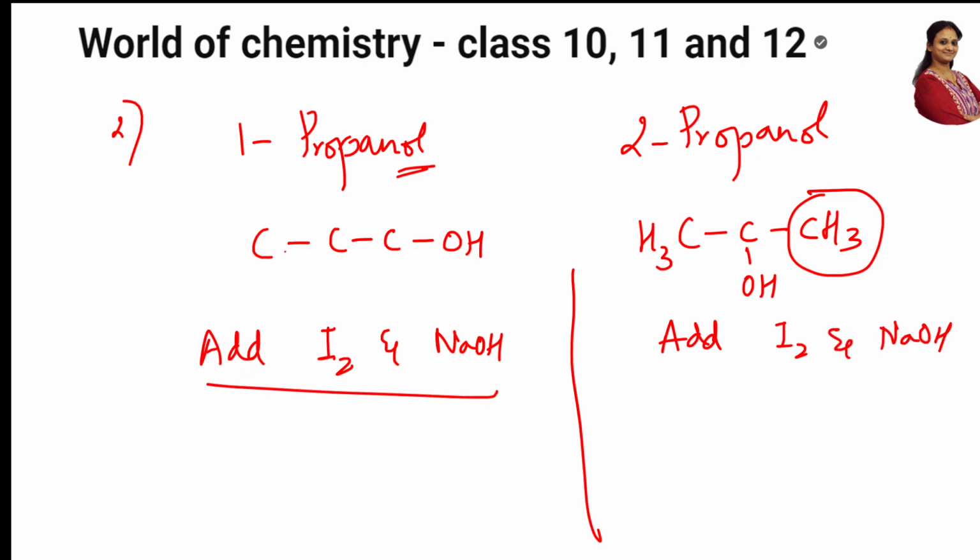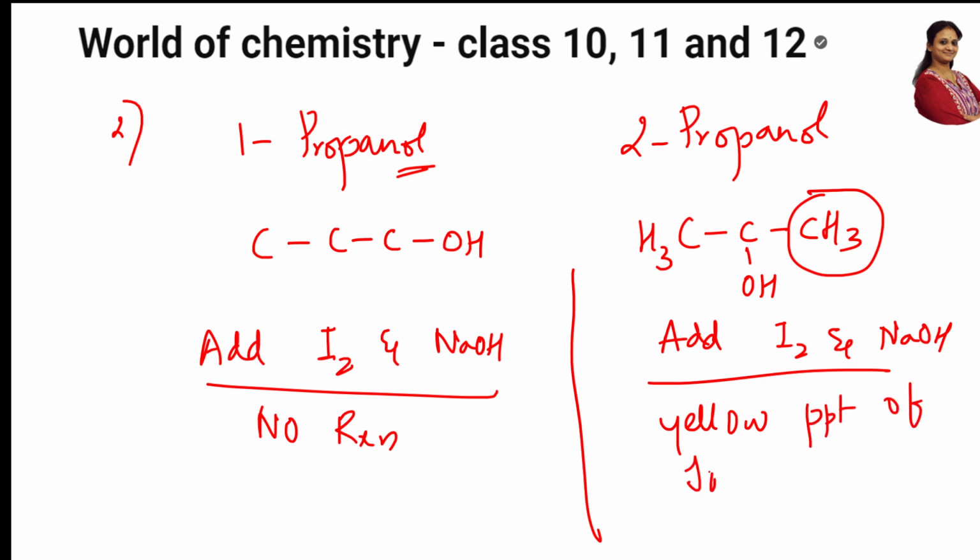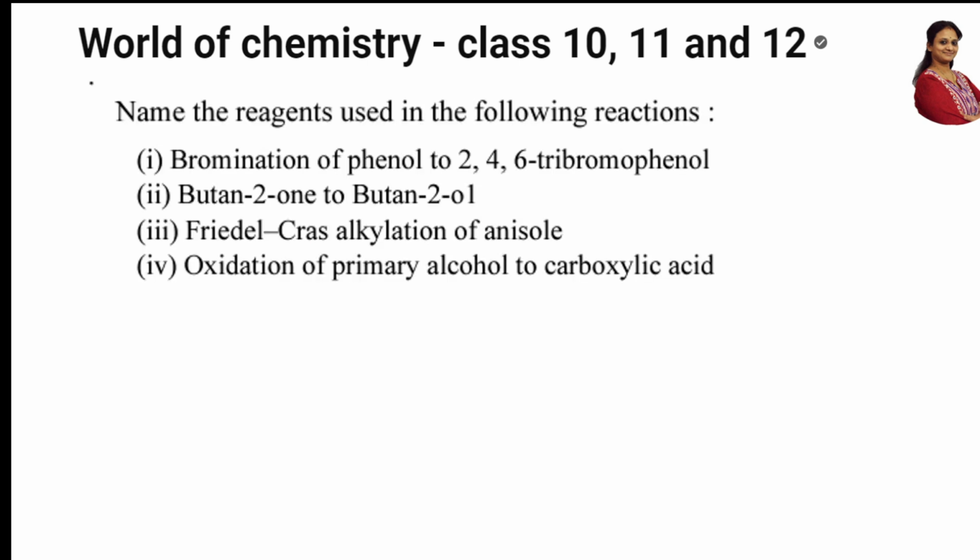What will happen in case of 1-propanol? There is no reaction. Now, in case of 2-propanol, what will it give? It is going to give a yellow precipitate of iodoform, correct? Yellow precipitate of iodoform is formed. With that, I can differentiate, isn't it? Yellow precipitate of iodoform, this is what it gives. So, clear? 1-propanol does not give, 2-propanol gives. Easy question? Very easy question. Let us see one more.